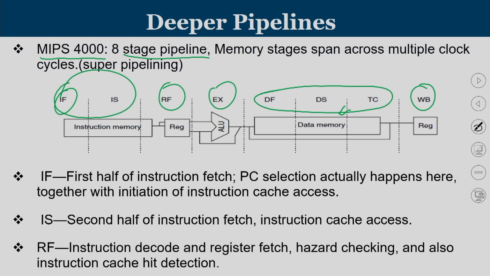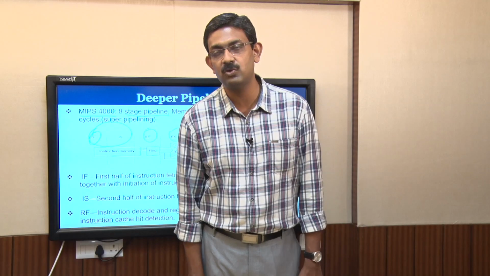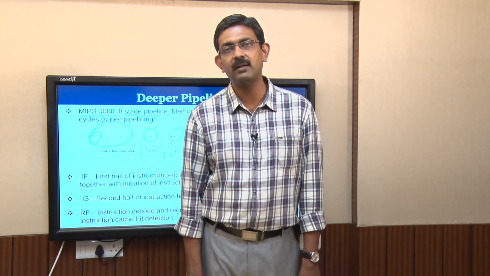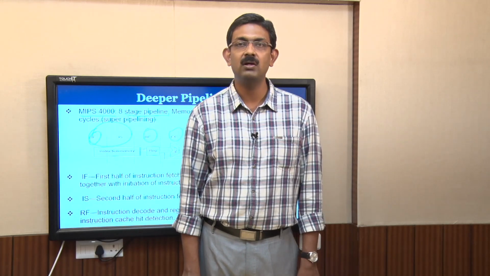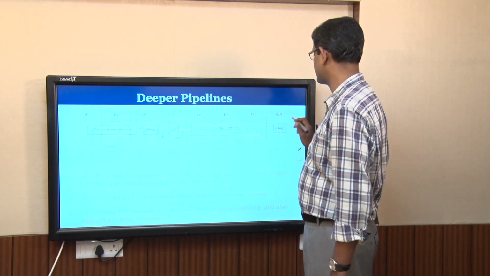And then you have the register fetching. The instruction decode and register fetch are happening in this stage. Any hazard checking, whether it is a RAW hazard or a WAR hazard, and you take the value that is already a hit in the instruction cache. So, to summarize the first 3 stages, it takes 2 cycles for fetching to get over. It takes 1 cycle for instruction decode, followed by reading from the registers.